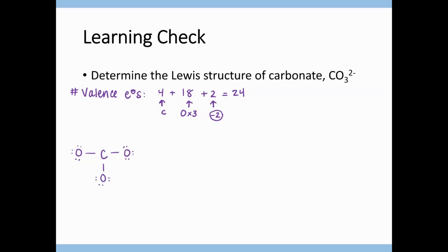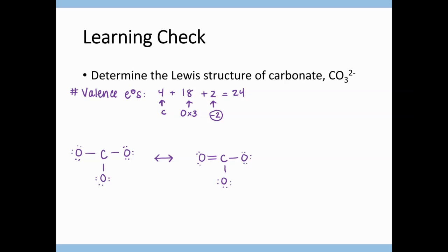But there's a better structure. What's our better structure? A double bond. Yeah, we can draw a resonance structure where we have a double bond between carbon and one of the oxygens. And we could draw another resonance structure where the double bond is between this oxygen, or another one where it's between that oxygen.